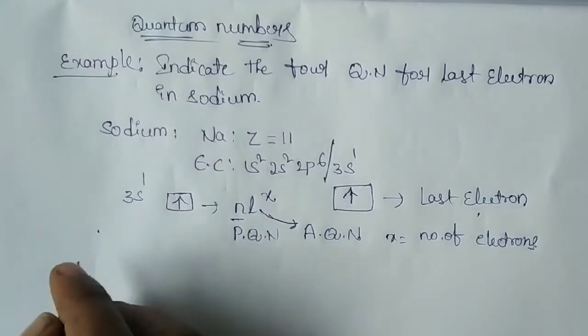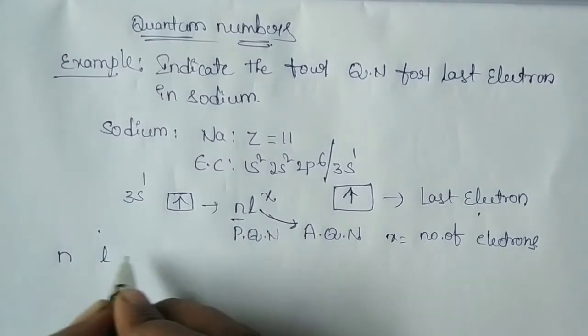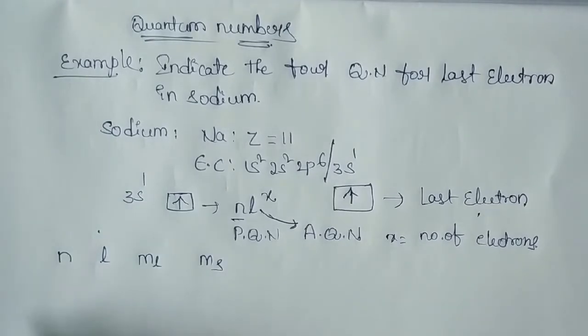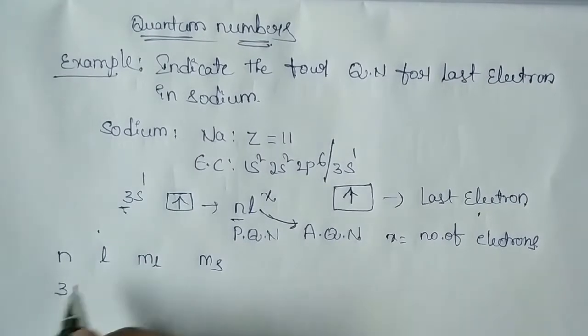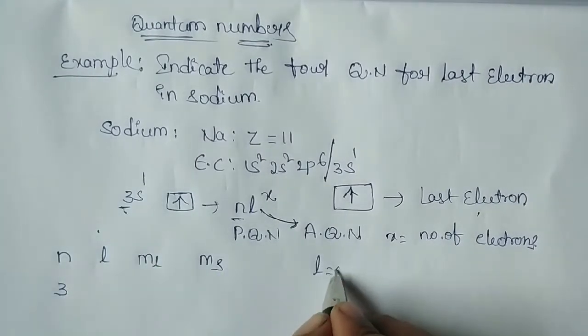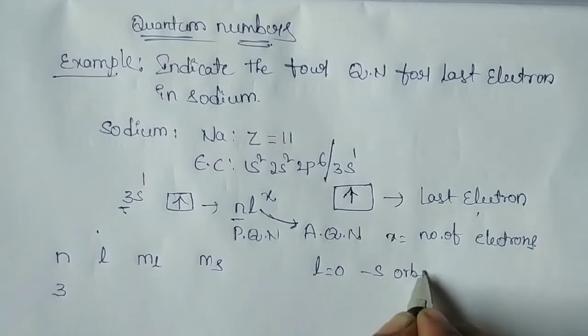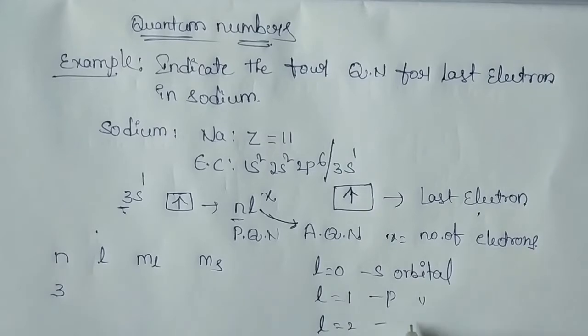Now we see the 4 quantum numbers for the last electron in sodium, that is n, l, ml and ms, where n is 3, that is the main energy level is 3. If l equals 0, that is an s orbital, that means s orbital has l value 0, p orbital has l value 1, and d orbital has l value 2.